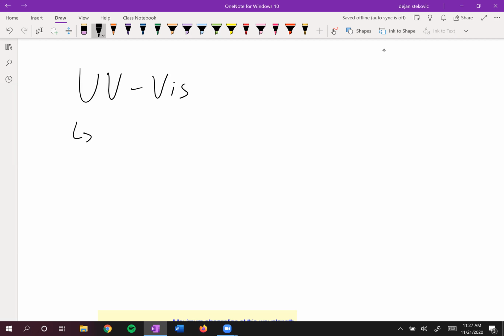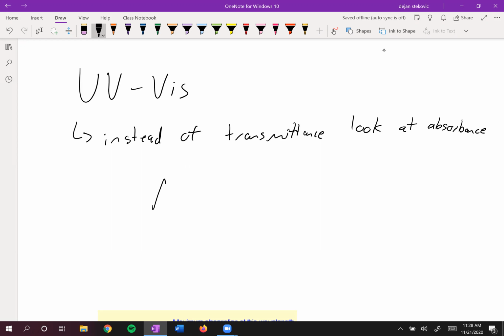Remember when we were taking a look at IR, the y-axis was transmittance. Here it's absorbance. So instead of transmittance, we look at absorbance. And they're not super easily related to one another, right? If the transmittance is 50%, the absorbance is not 50 or something like that. That's because there's a logarithmic function between the two.